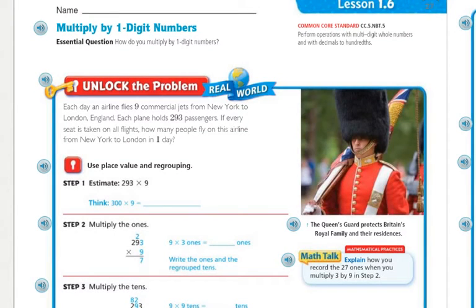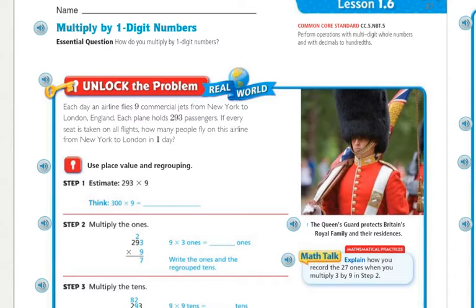Today's lesson is 1.6, multiplying by a one-digit number. Our essential question is, how do you multiply by a one-digit number? In looking at unlocking the problem, each day an airline flies 9 commercial jets from New York to London, England.